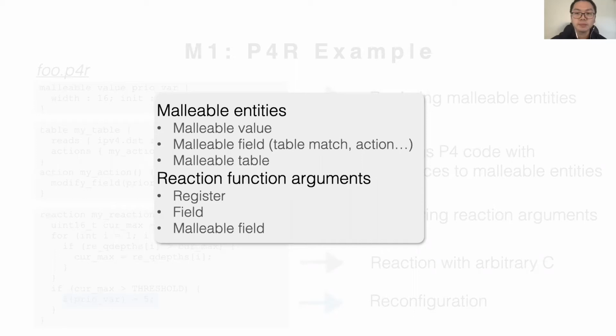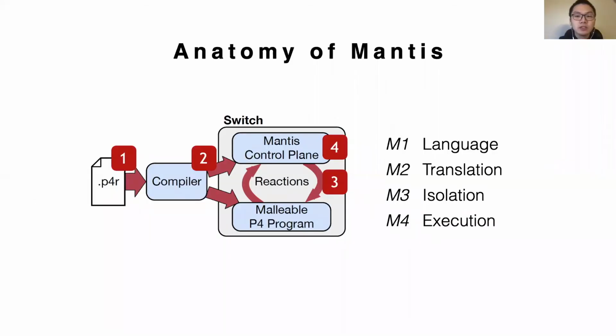It turns out that besides malleable values, which can take on arbitrary numeric values, one could also dynamically reconfigure other P4 objects such as fields and tables. Meanwhile, besides register arguments, one could also specify other data plane objects such as header or metadata fields, malleable fields, and use them as if they were C variables or arrays. So I just showed you the P4R language that is used to specify the reactive behavior. Now, I'm going to talk about how to translate that into something deployable in RMT switches.